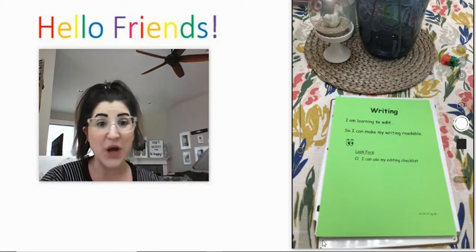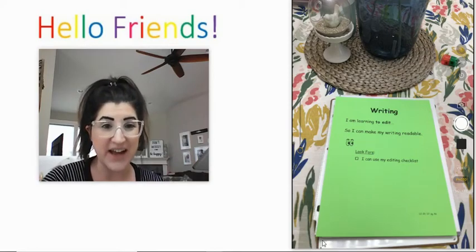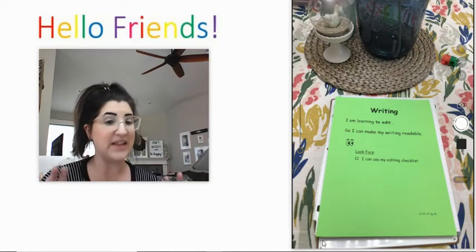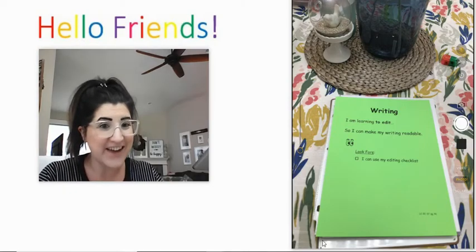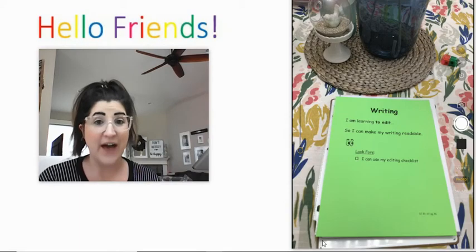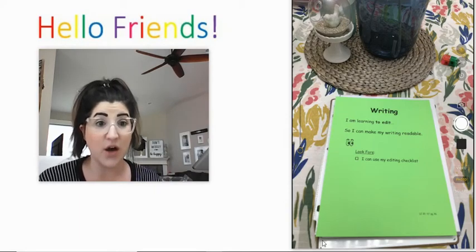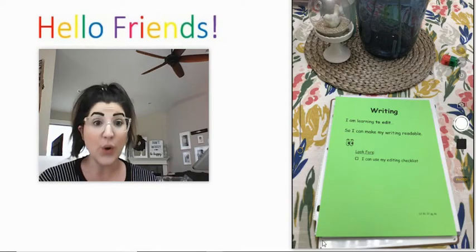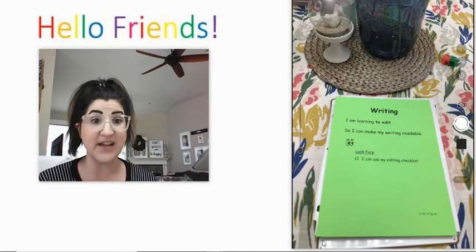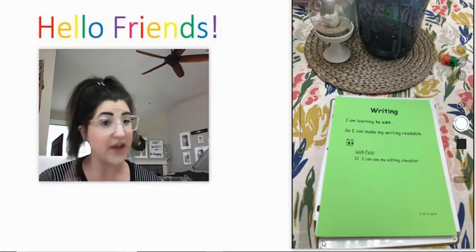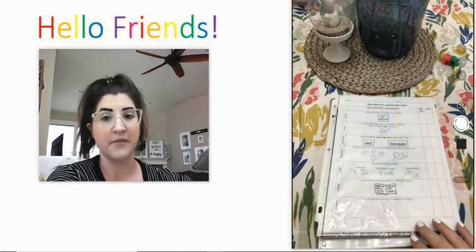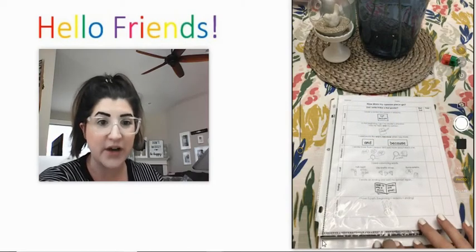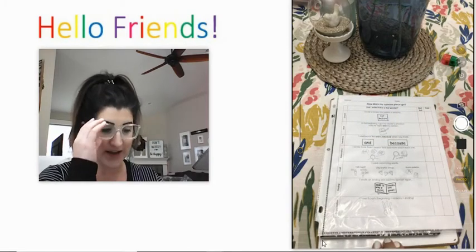Today's lesson is all about editing. So by now, you should have written at least one complete review. So today, we're going to learn how to edit so that we can make our reviews and our writing readable. We are going to do that by using an editing checklist that you all should have. So this is what our editing checklist looks like.